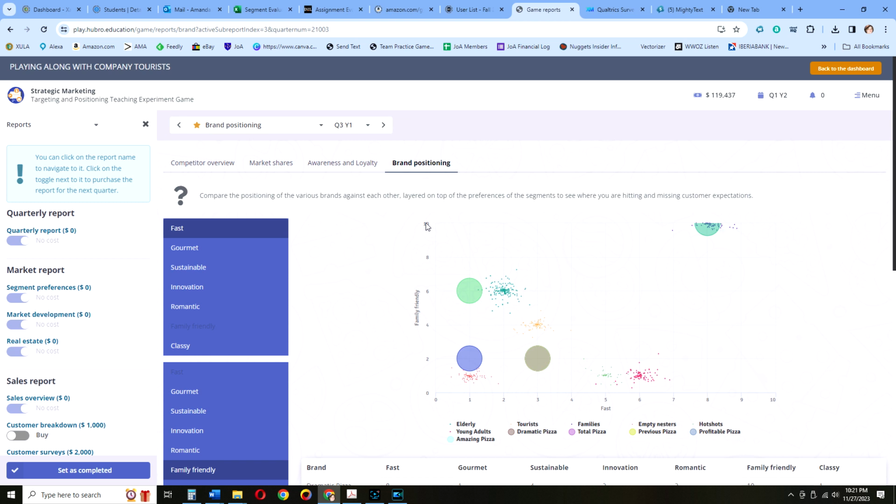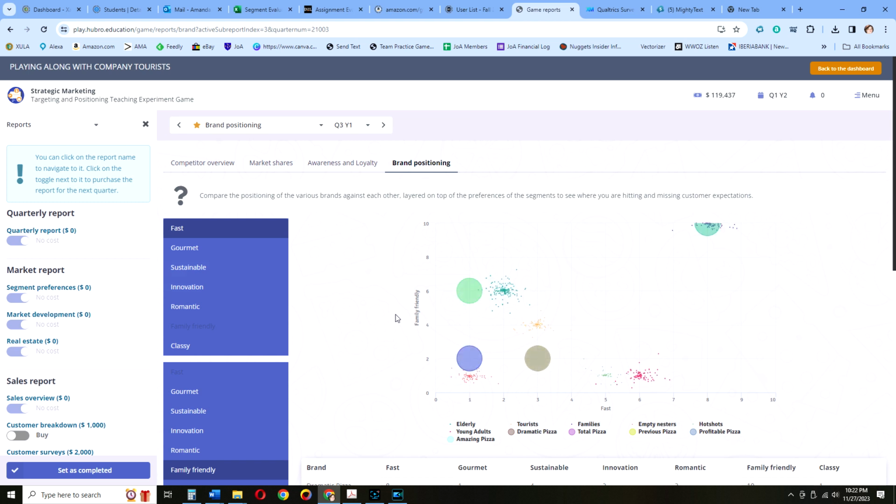So whereas I already knew that families had a high rating for both fast and family friendly, now I can see more specifically that they want an 8 for fast and a 10 for family friendly. So they care most about family friendliness, unsurprisingly. Here's empty nesters, pretty much the opposite. Empty nesters don't care very much about either fast or family friendly, and you see here they are at the opposite end, with approximately a level 1 rating for family friendly and a 1 rating for fast.